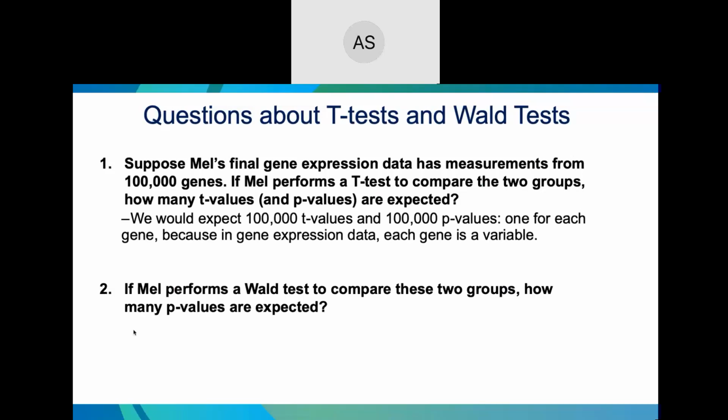What if Mel performs a Wald test to compare these two groups? Wald tests don't give out t-scores, but they do give out p-values. How many p-values would be expected? Why do you think that it would be double, Hanley? What does everyone else think? And then we'll discuss it.